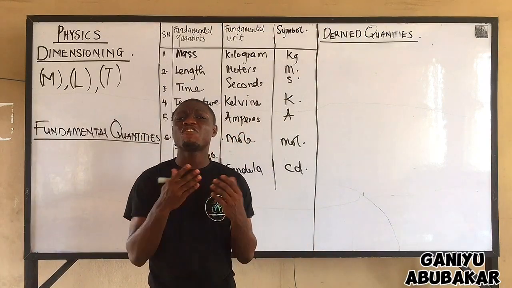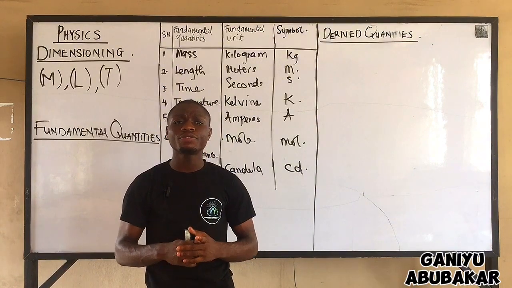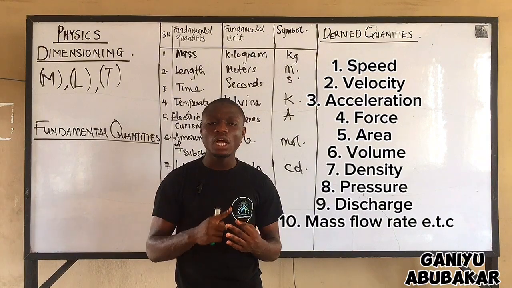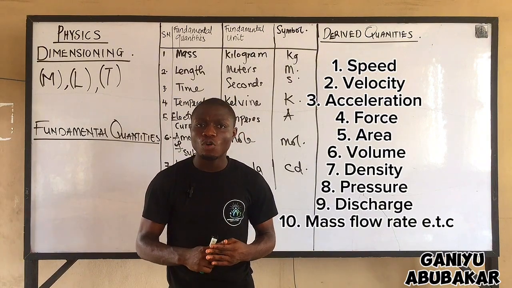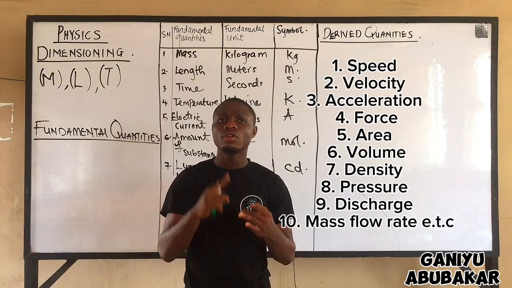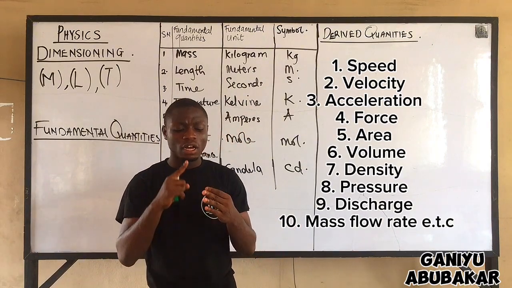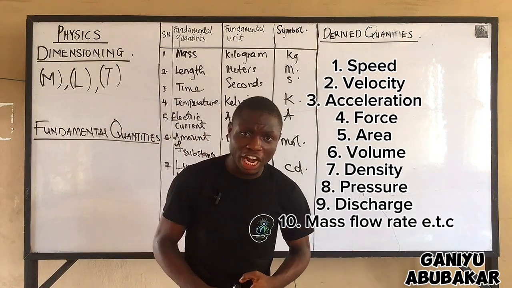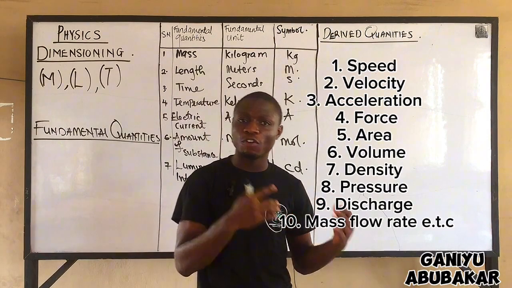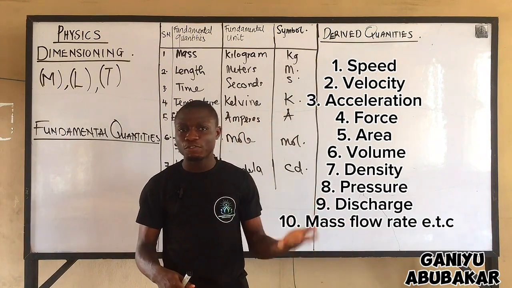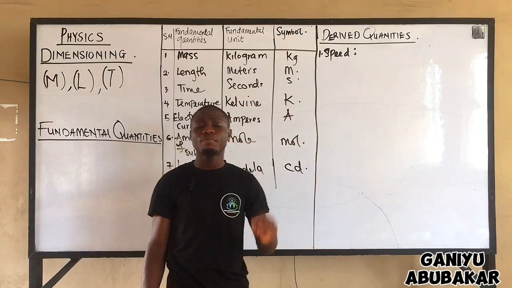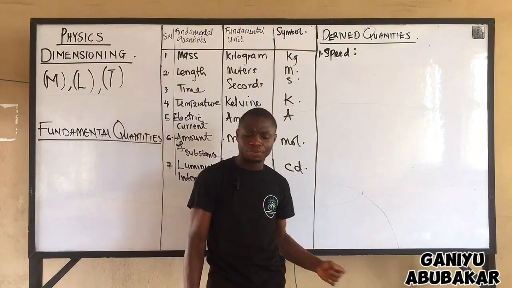Examples of derived quantities include, number one, we have speed, velocity, acceleration, force, mass, volume, area, we have discharge, we have pressure, we have density, we have volume flow rate, we have mass flow rate. All right, all that we have discussed are simply examples for dimensioning.